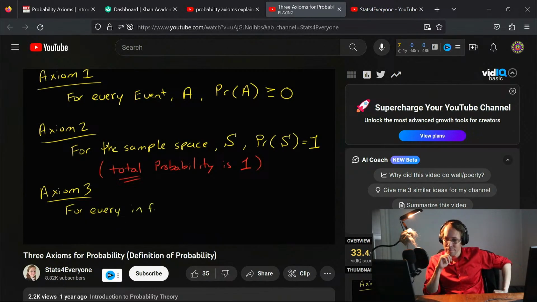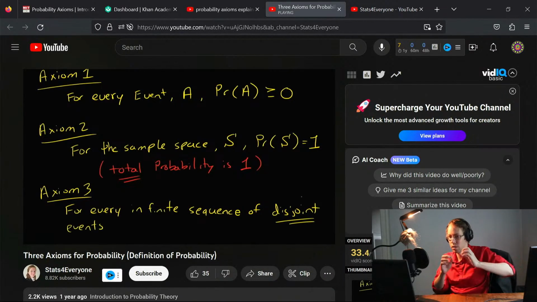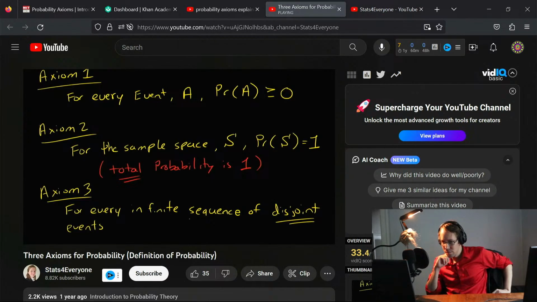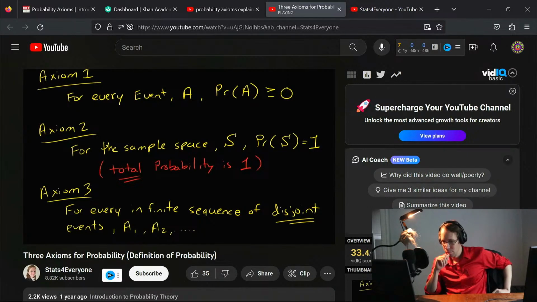For every infinite sequence of disjoint events. What does disjoint mean? Non-unified. Remember, disjoint means that the events have no elements in common. So if we have events A1, A2, and so on, none of these events have any elements in common because they are all disjoint.